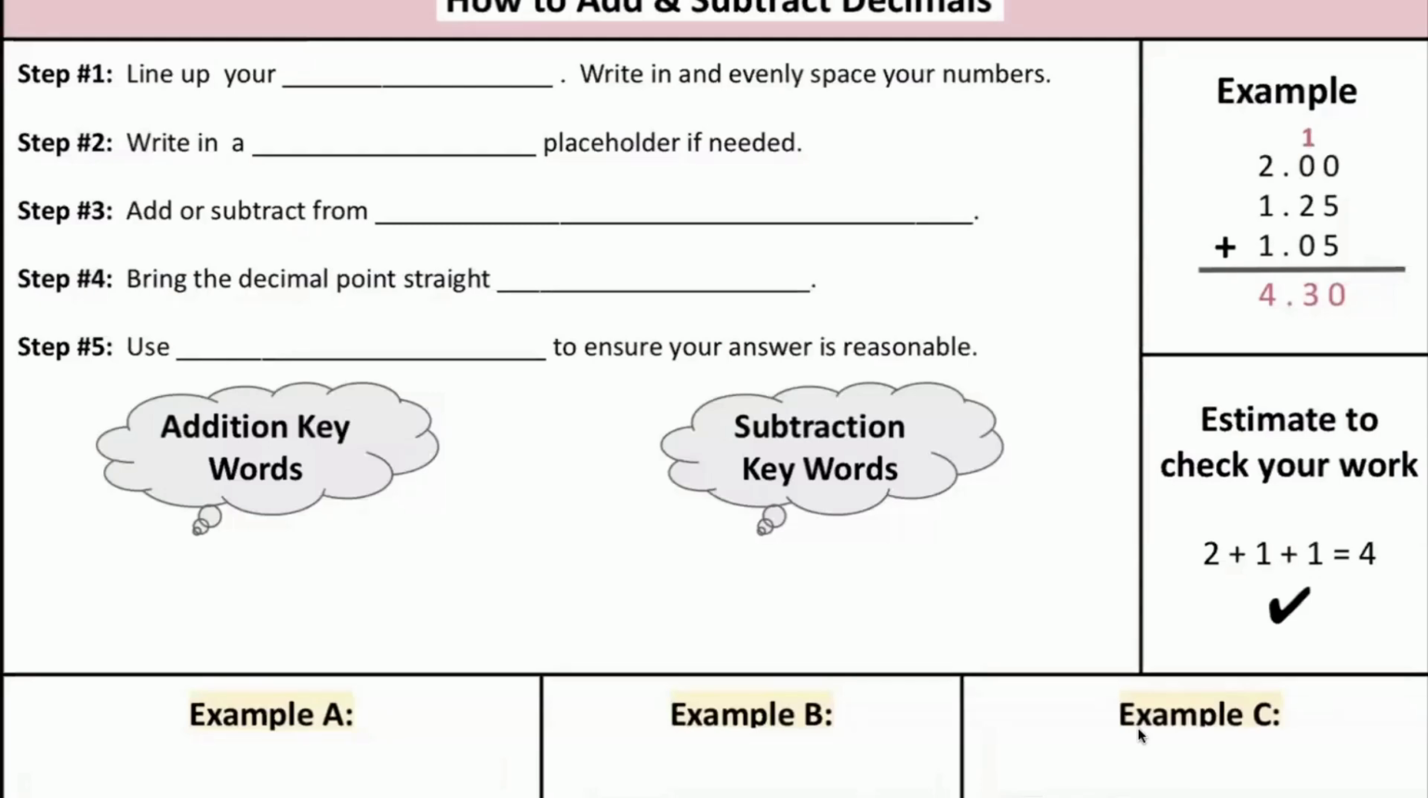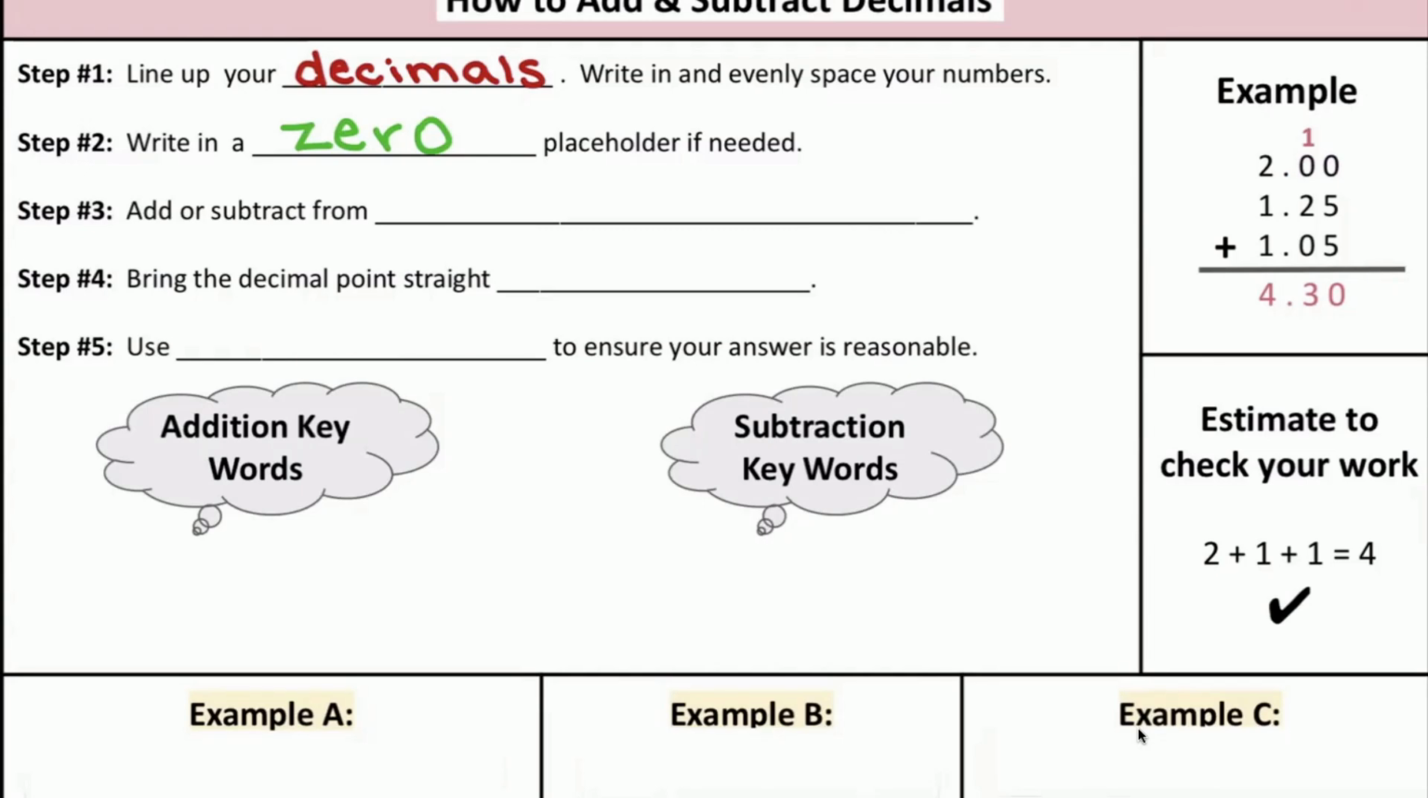Let's take a look at our notes. Make sure you're writing with me. Our first step in adding and subtracting decimals is to line up your decimals and write them in evenly. A good rule of thumb is to space each number and have 1 pinky's worth of space between each number. You can see on our notes that we have a little example of spreading out our numbers and decimals evenly. Step number 2, write in a 0 placeholder if needed. You can see in this example, originally we were just adding 2, but to keep our decimals lined up, I added in 2 0 placeholders to make sure everything was super neat and organized.